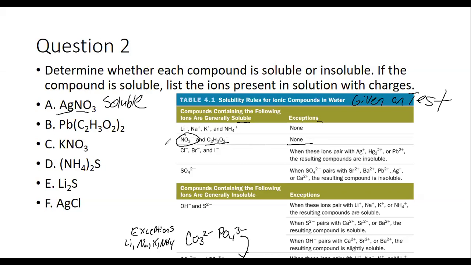Ammonium sulfite, NH4S. All ammonia compounds are soluble, which is a big problem with farm runoff. So I'm originally from Michigan. I used to live right on Lake Michigan. What happens when you use a lot of fertilizers, which have ammonia in it, they go right into Lake Michigan.